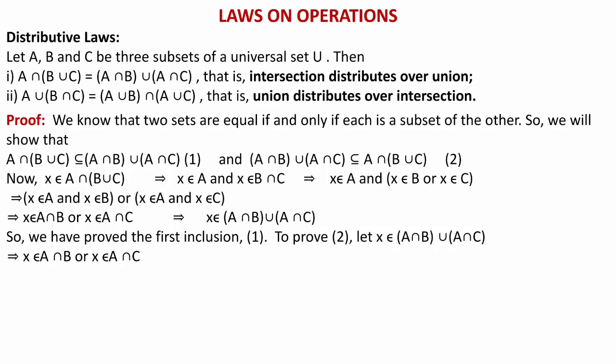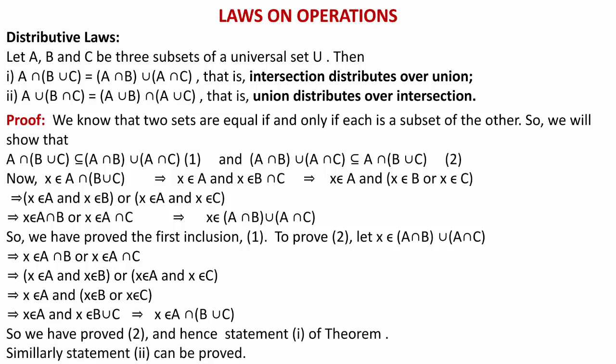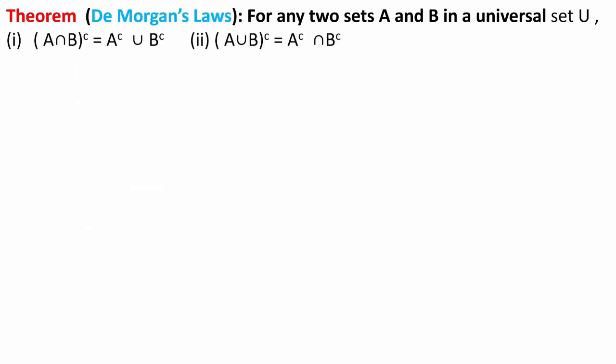To prove the second, let x belong to (A intersection B) union (A intersection C). This implies that x belongs to A intersection B or x belongs to A intersection C. This implies that x belongs to A and x belongs to B, or x belongs to A and x belongs to C. From this we can conclude that x belongs to A and x belongs to B or x belongs to C. This implies that x belongs to A and x belongs to B union C. This shows that x belongs to A intersection (B union C). So we have proved the second and hence statement 1 of the theorem. Similarly, we can prove the second statement, union distributes over intersection.